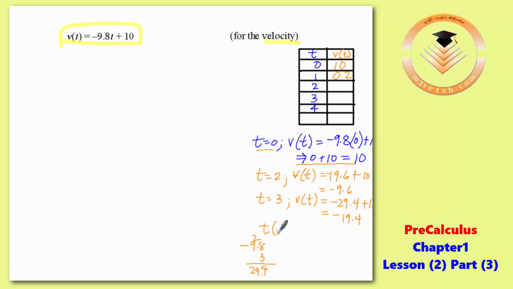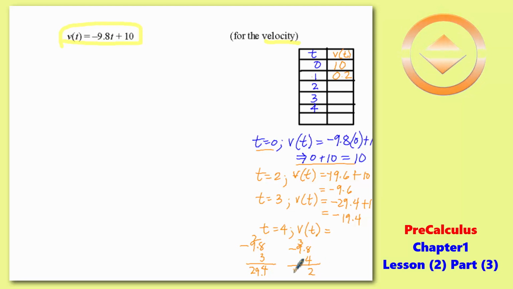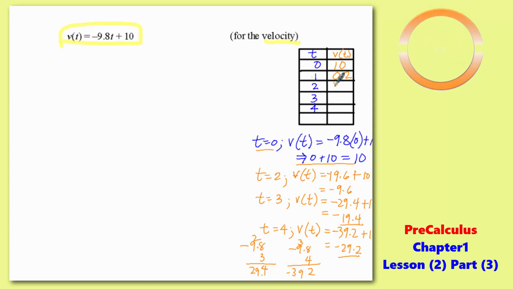And let's stop at t equal to 4. At t equal to 4, v of 4 would be equal to negative 9.8 times 4, which is negative 39.2, plus 10, we have negative 29.2. So putting all these values here: 10, 0.2, negative 9.6, negative 19.4, and negative 29.2.